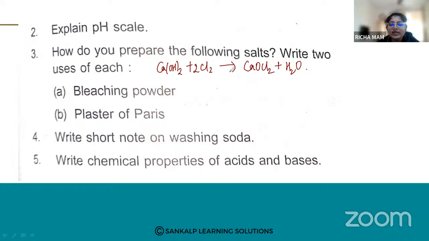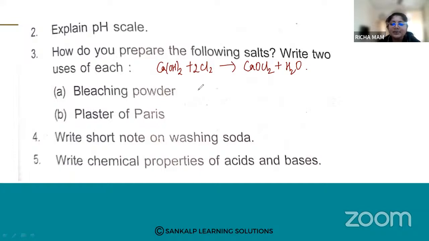Now what are the uses of bleaching powder? First of all, for bleaching clothes, and for disinfecting your drinking water. If there is any dirty thing in the water, you put bleaching powder. It is also used for bleaching cotton and linen in the textile industries. So this is about bleaching powder.